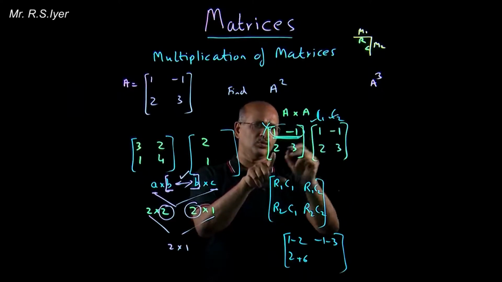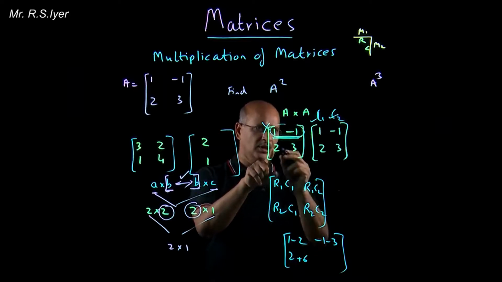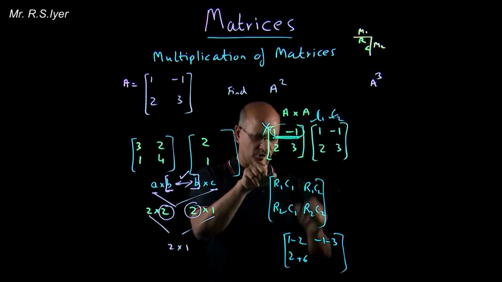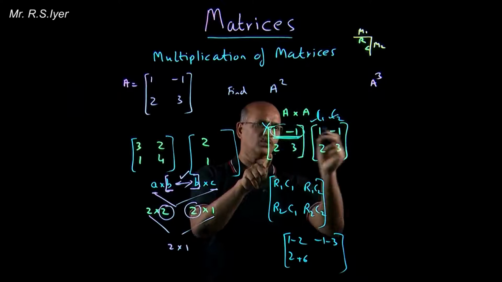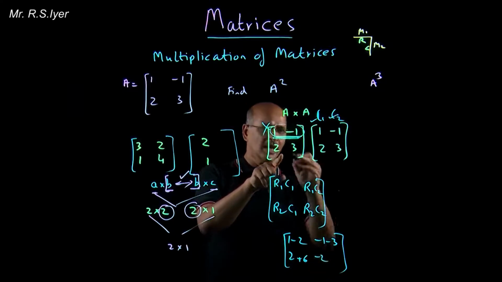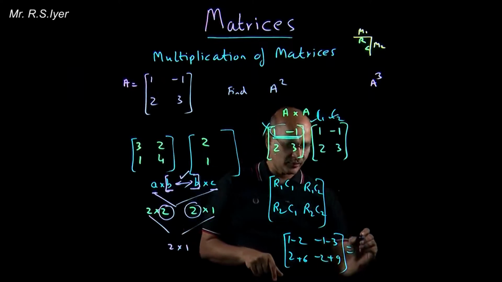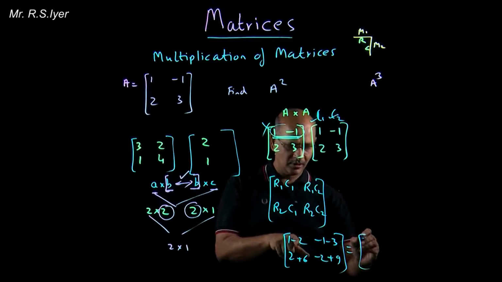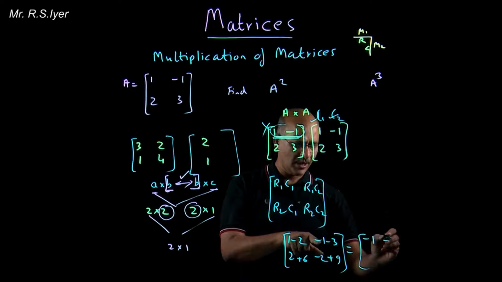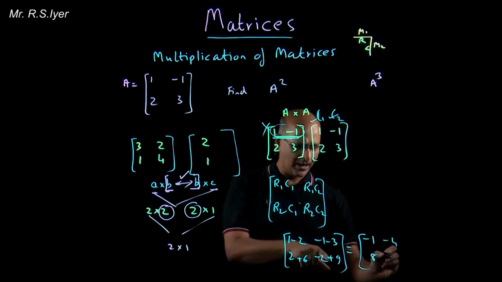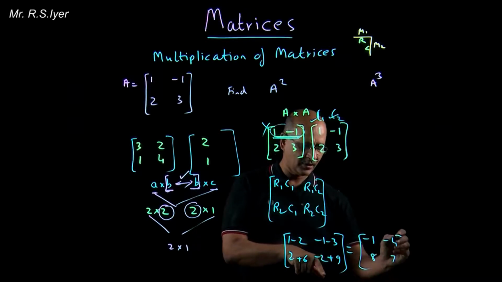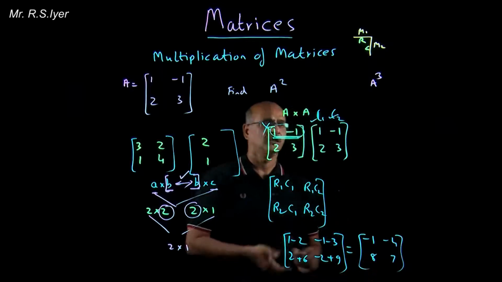So 2 ones are 2, 3 twos are 6. Then 2 into minus 1. Now second row, first column is over; second row, second column: 2 into minus 1 is minus 2 and 3 into 3 is 9. So basically it gives you minus 1, minus 4, 8 and 9 minus 2, that is 7. So this is the way you do A square.